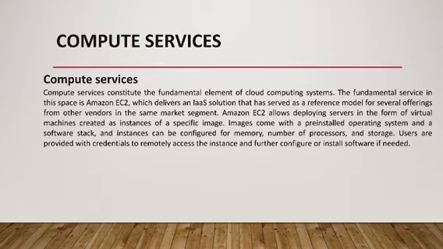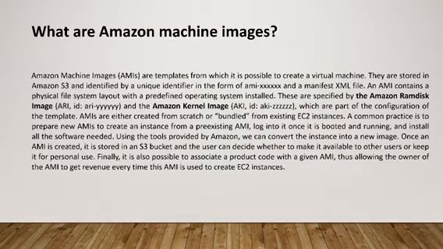Moving to the next slide, Amazon Machine Images, which are used to create the virtual machines and then stored in Amazon S3 and identified by a unique identifier, a manifest of XML files. It contains a physical system layout with a predefined operating system installed. They are specified by RAM disk image and Amazon kernel image, which are part of the configuration of the template. They are created by using the existing EC2 instances, allowing the owner of the AMIs to get revenue every time this AMI is used to create an instance.